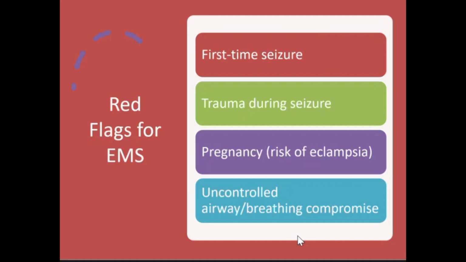And then uncontrolled airway and breathing. Of course, we all know that. I think they teach you that day one of EMT school. If the airway is not secured, get them to the closest facility. I don't care if it's just a 2-bed ER. Get them there. Okay, I don't think there's any 2-bed ER, but you know what I mean.